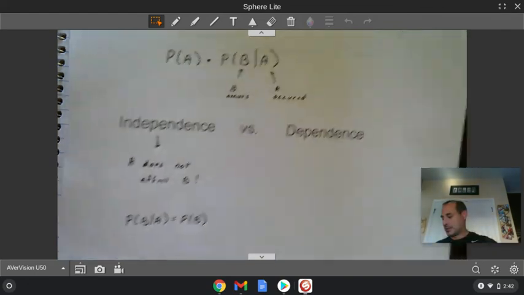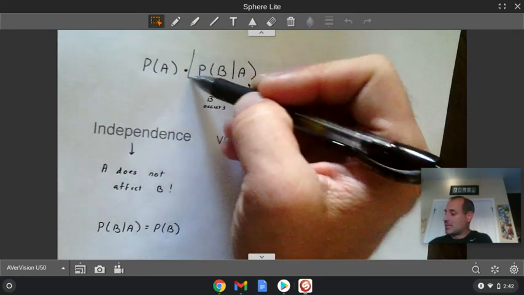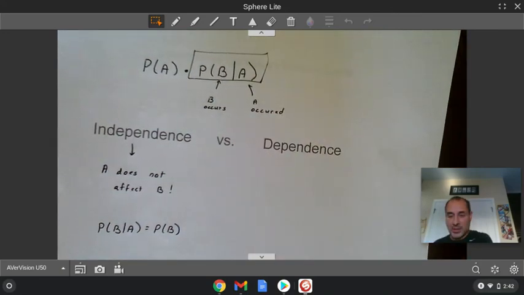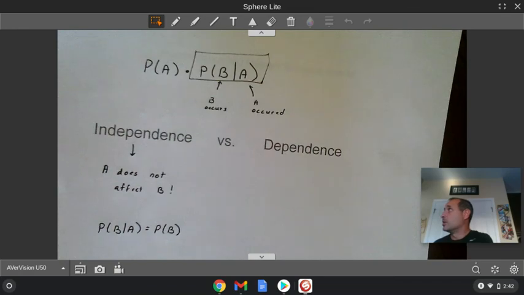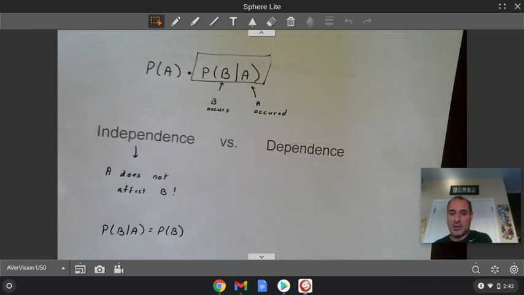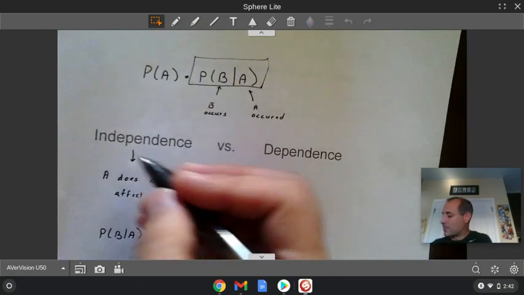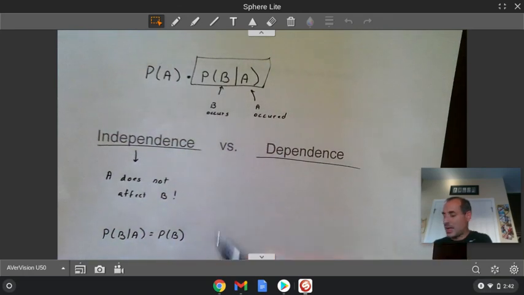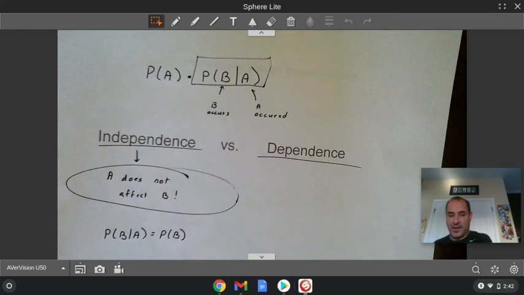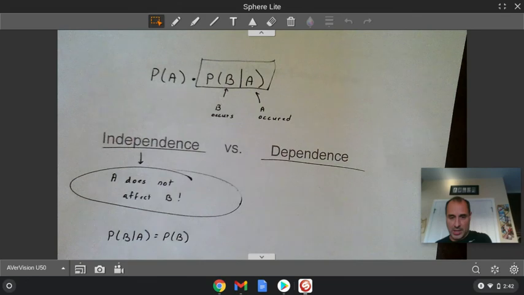But if the events are dependent, then this is a new and unique probability. It is the probability that B occurs knowing that A occurred. Okay? Knowing whether or not the events are independent or dependent is very, very important. You need to ask yourself, does one affect the other or not? Okay?